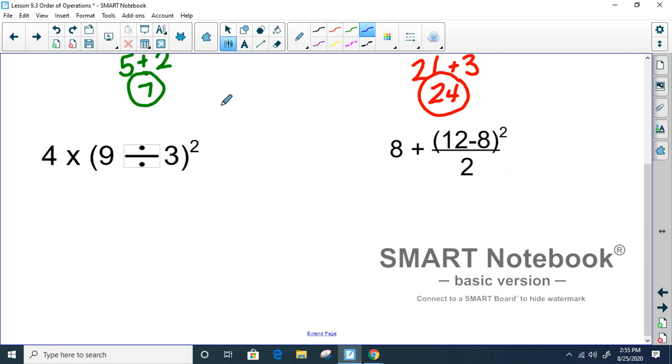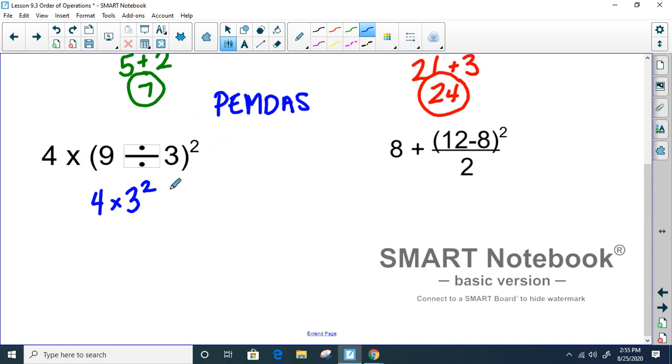Our next problem here, if I need to rewrite it, I will. PEMDAS is parentheses first. I see 9 divided by 3 is in the parentheses, so that is what I have to do first. Because our little floating 2 here, our exponent, is outside the parentheses, it means that we're squaring whatever the answer is inside the parentheses. So because 9 divided by 3 is 3, that little floating 2 is just going to attach to that 3. So we've done our parentheses.